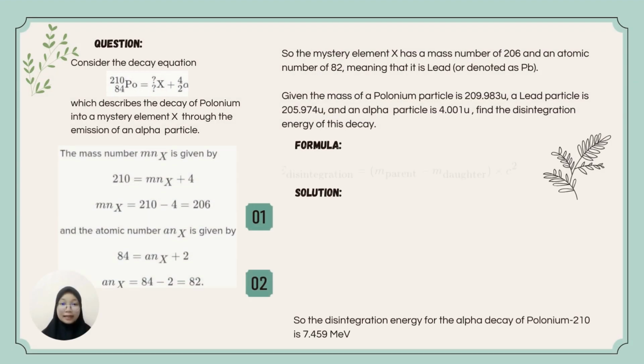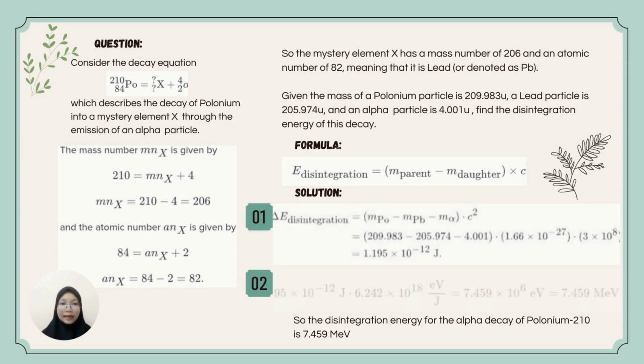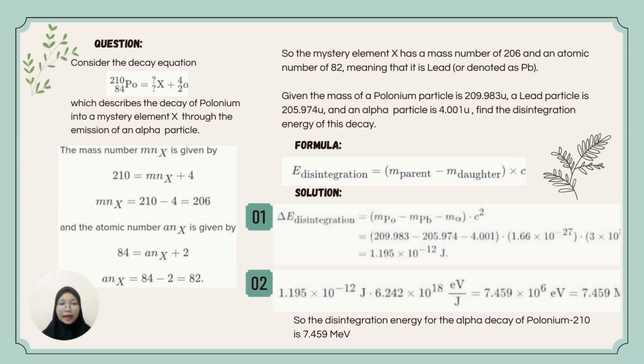Next, for another example, consider the decay equation which describes the decay of polonium into a mystery element X through the emission of an alpha particle. Firstly, we must find the mystery element so we can find the disintegration energy for the decay. Recall that the atomic and mass numbers in decay equations must always be conserved, so we can use the information about polonium and the alpha particle to work it out.